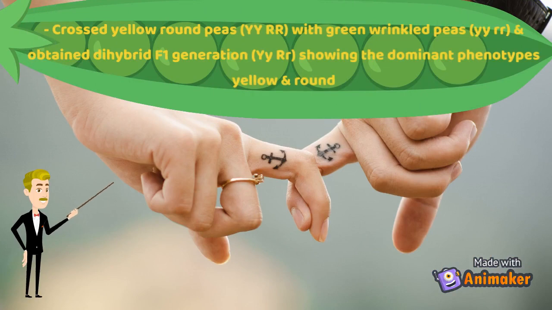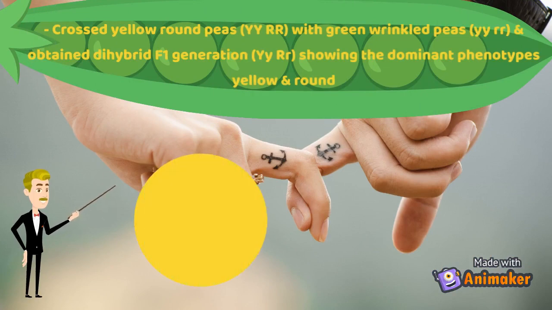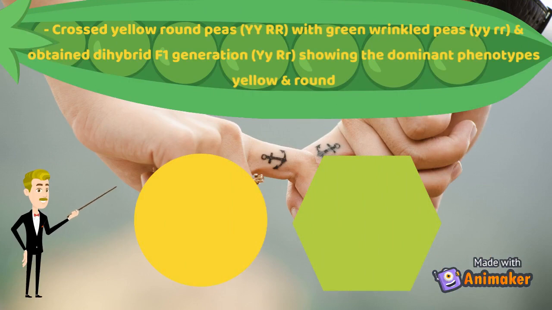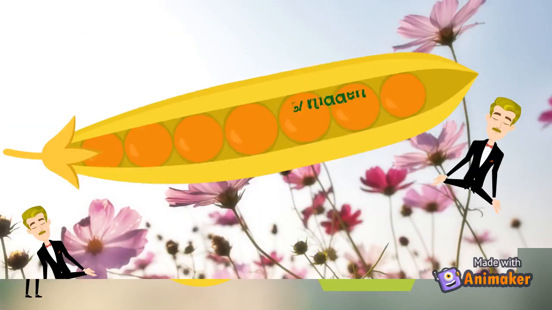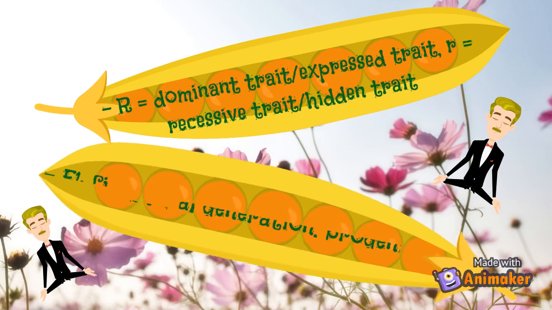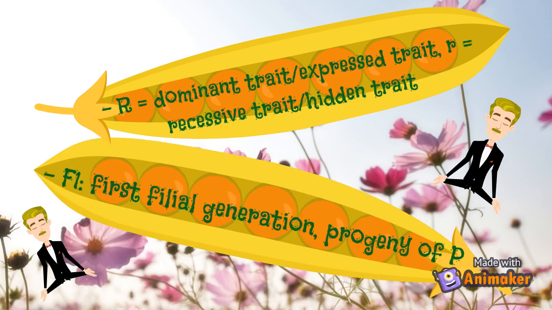Mendel crossed yellow round peas with green wrinkled peas and obtained a dihybrid F1 generation, showing the dominant phenotypes yellow and round. Big R is the dominant or expressed trait, little r is a recessive or hidden trait. F1 is the first filial generation, progeny of the parental generation.